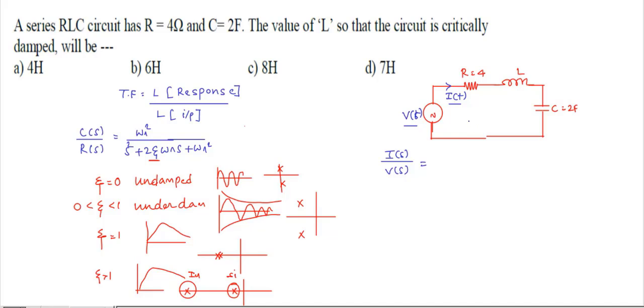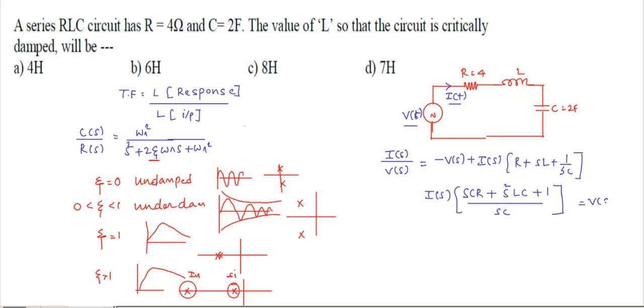Let us convert this series RLC circuit to the standard second order system. Apply KVL here: minus V(s) plus I(s) into R plus sL plus 1 by sC equals 0. So I(s) times (sCR plus s square LC plus 1) by sC equals V(s). Then I(s) by V(s) equals sC divided by... if I take LC common, s square plus sR by L plus 1 by LC. The C's cancel.